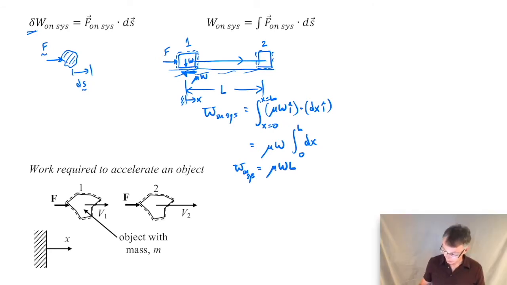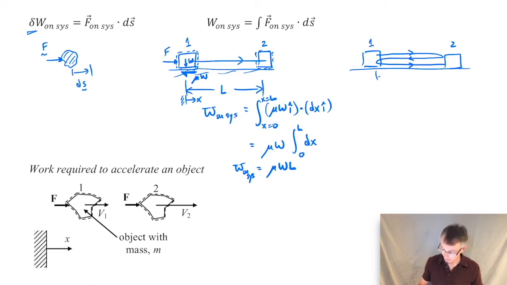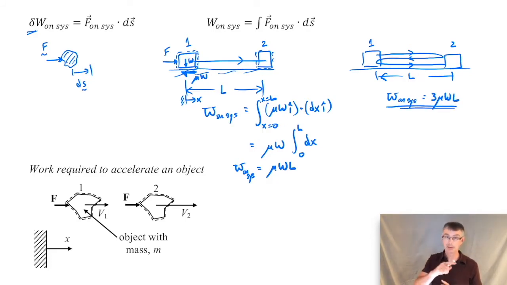Now let me do the same idea. I'm going to go between the same two states, 1 and 2, but now I move the block, then I bring it back, and then I take it back over. So it's actually going back and forth, and I'm still going this distance L. My point is that we start and end in the same place, but the path is different. I go back and forth. If you calculate the work for this case, it'll be 3 times mu times W times L. It'll be larger because I've had to go back and forth three times.